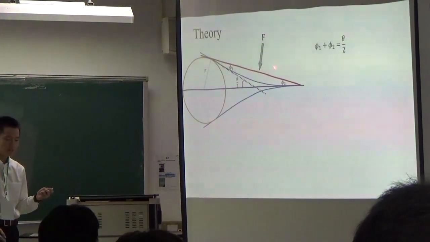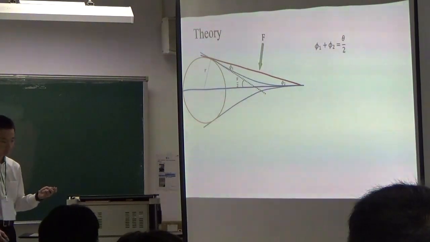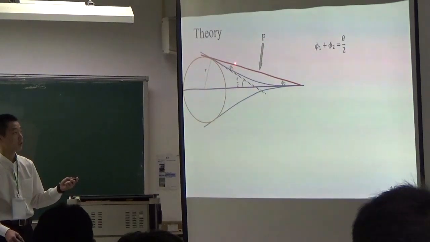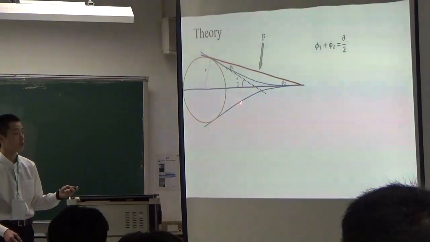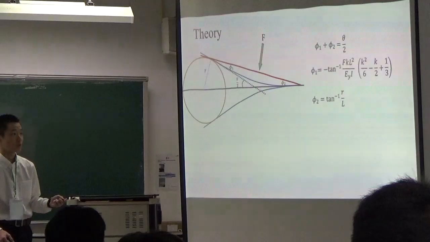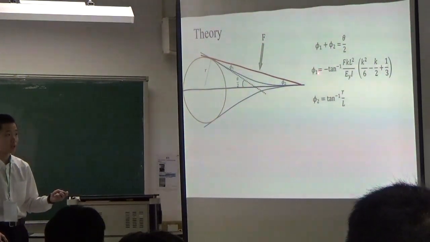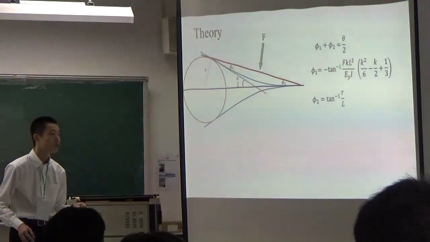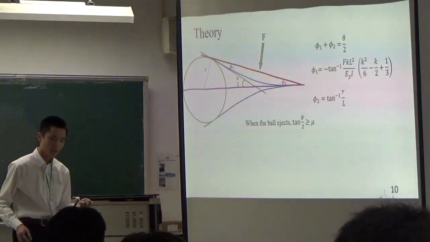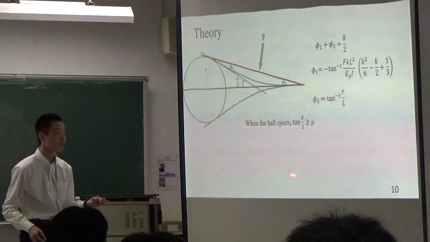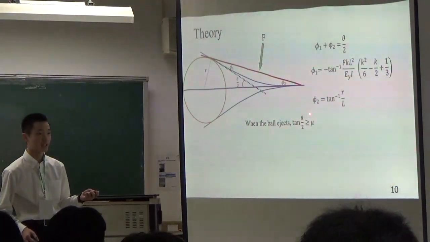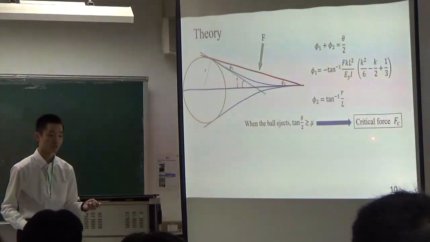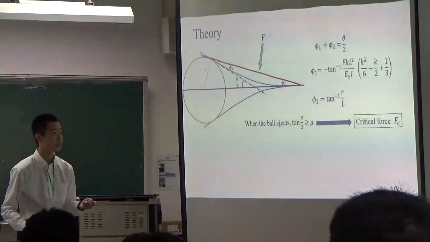This part of the theory continues the last part. In this analysis, we know phi1 plus phi2 is equal to half of theta. With uniform beam theory, we know phi1 should be like this, and phi2 is just arctangent of r divided by L. Combining the theory that we talked about, when the ball ejects, the tangent of half of theta must be bigger than the coefficient of friction. So we can know the critical force when the ball starts to move.